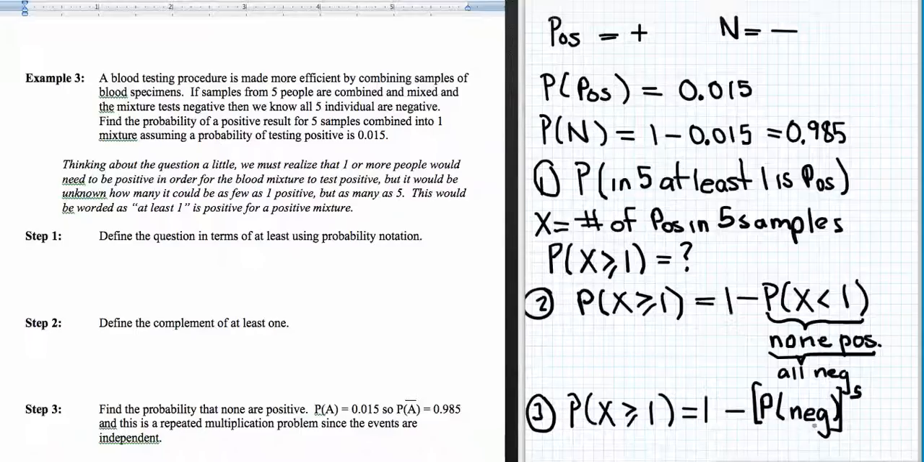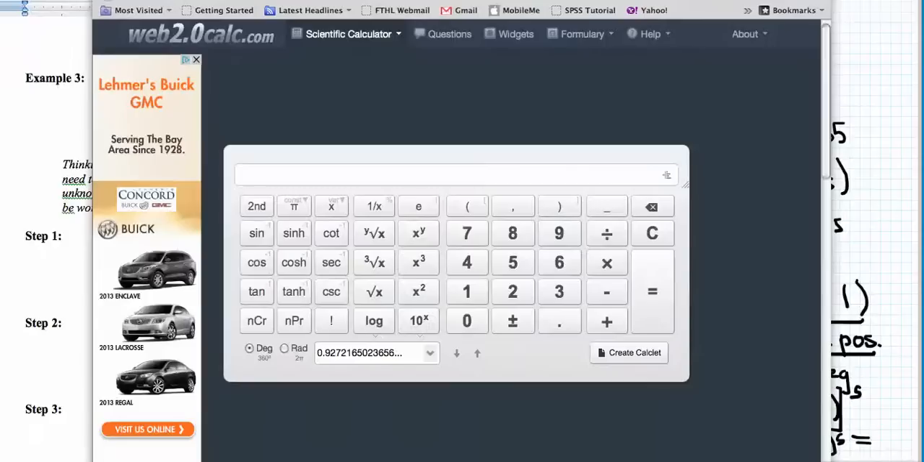And so this goes back to those repeated probabilities we were talking about in the last section. And so this is going to end up looking like 1 minus the probability of being negative raised to the 5th power. And if we take a look at that probability, then I'm going to use a scientific calculator here. So I'm going to pause while I go get a scientific calculator off the internet. So just give me a second here, and it's going to look pretty transparent to you.